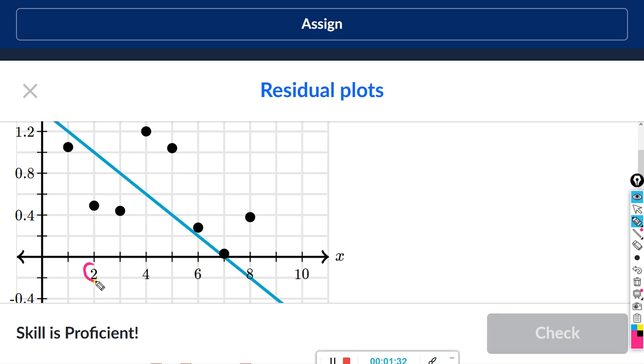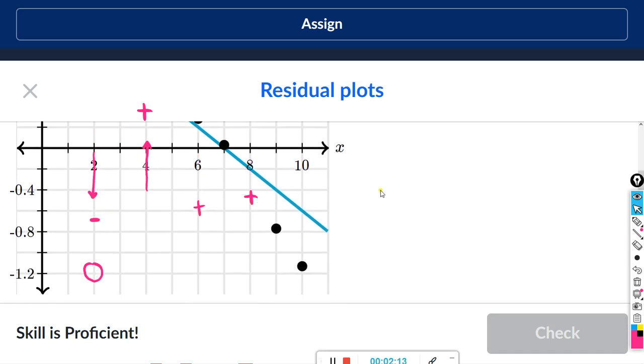At x equals 2, the residual is going to be negative, because the dot is below the line. At x equals 4, the residual is going to be positive because the dot is above the line. At x equals 6, it's going to be positive, and at x equals 8, it's going to be positive. So let's check out the answers. Going from 2, 4, 6, 8, it's going to be negative, positive, positive, positive.